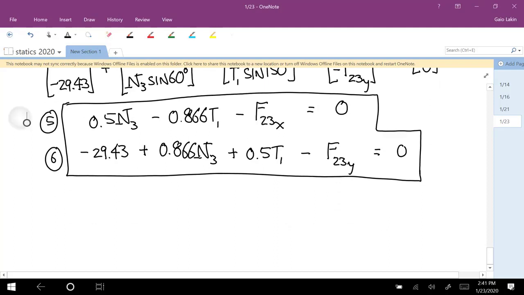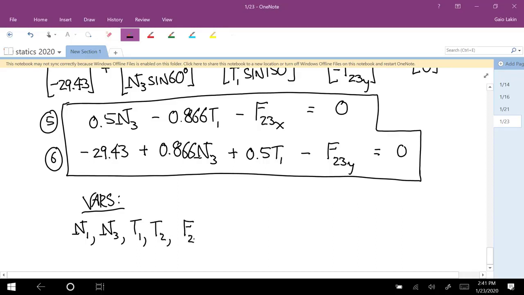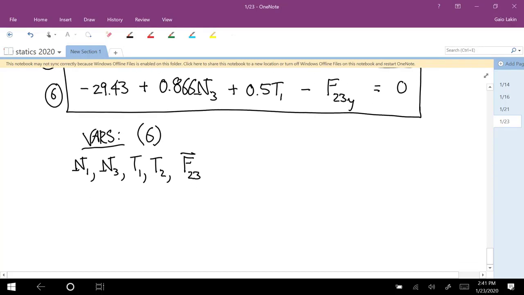And now let's think about variables. We have N1, N3, T1, T2, and the vector F23. So that's 1, 2, 3, 4, 5, 6. And so now we know we can solve this system.